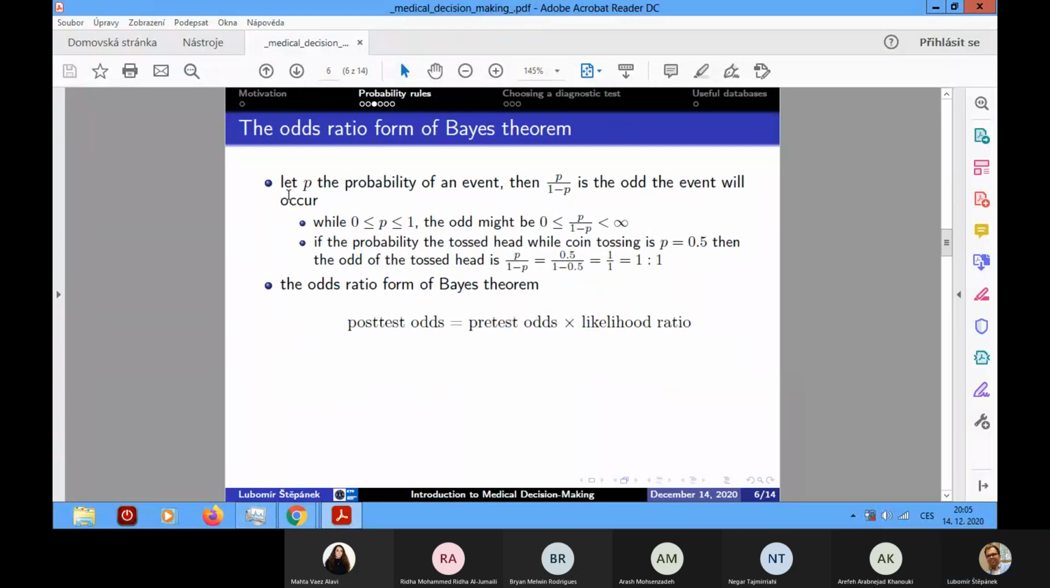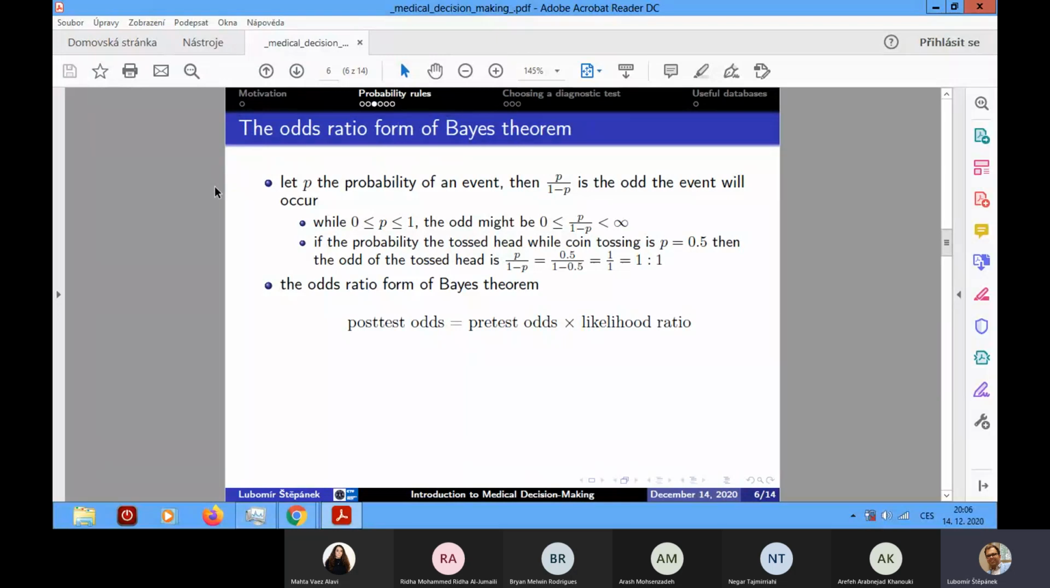What I'm going to talk about now is Bayes' theorem. I believe that some of you have already heard about Bayes' theorem. At least if you watched the Big Bang Theory, you definitely know about it. This is a form of Bayes' theorem called the odds ratio form, which is the simplest one, so it can be easily applied without any hard calculations.